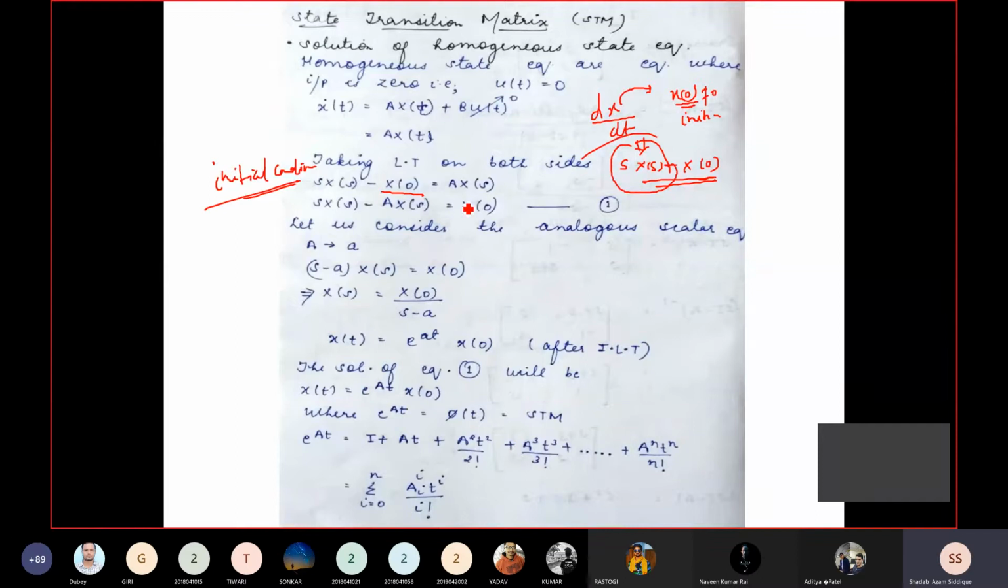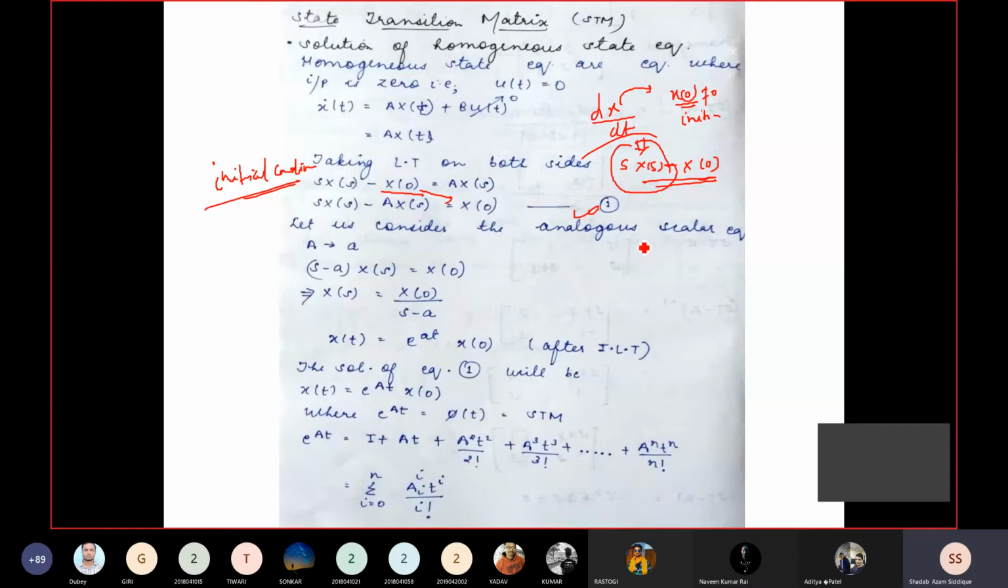Here the initial condition is not 0, so s x of s minus x of 0 is equal to a x of s. Now if we take the x of s terms to this side, this becomes s x of s minus a x of s is equal to x of 0. So x of 0 comes to this side. This is equation number 1.